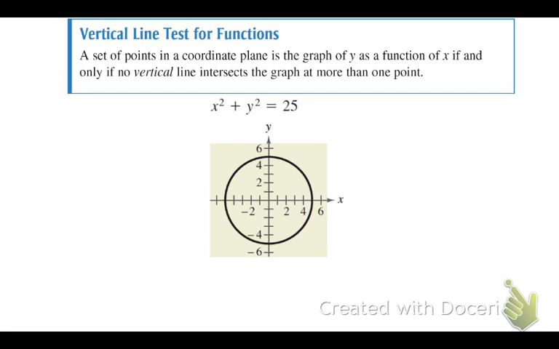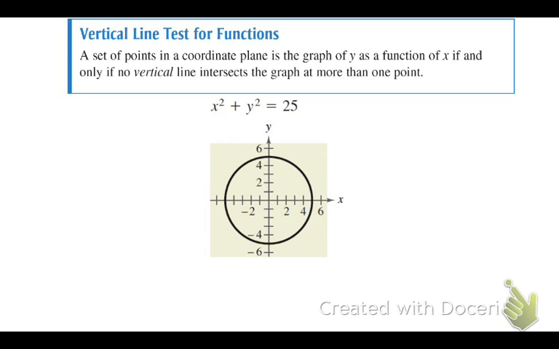Okay, so in there, their definition of the vertical line test for a function is: a set of points in a coordinate plane is the graph of y as a function of x if and only if no vertical line intercepts the graph at more than 1 point. Okay? That's a lot of words to say it can't hit more than once, right?